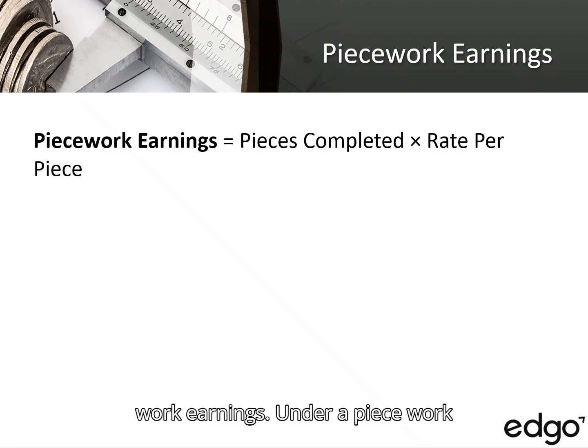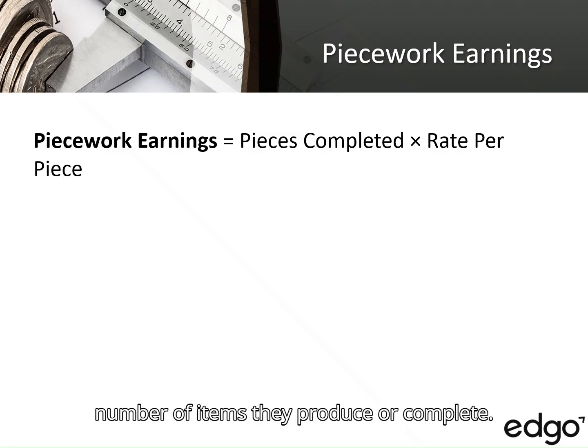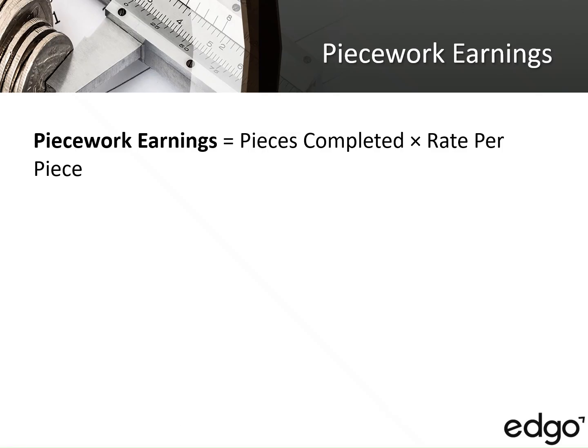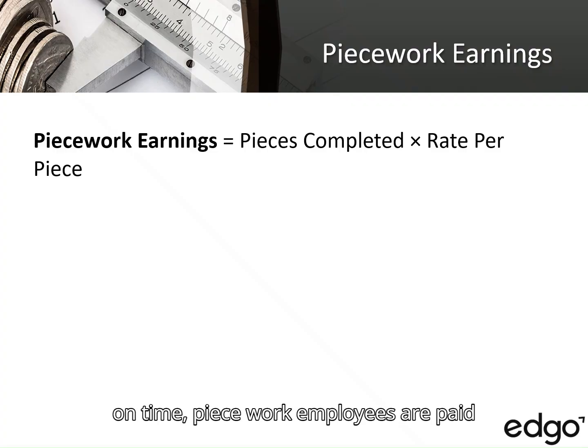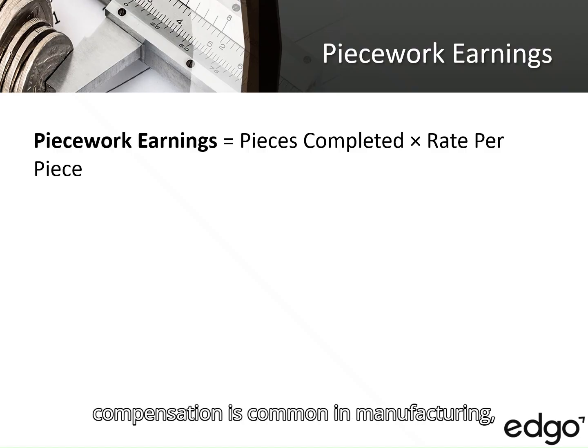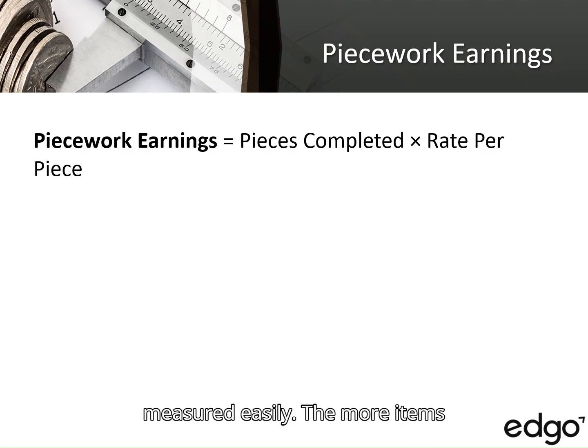Under a piecework system, workers are paid according to the number of items they produce or complete. Unlike hourly workers who are paid based on time, piecework employees are paid based on output. This type of compensation is common in manufacturing, handicrafts, garment production, and other industries where production can be measured easily. The more items completed, the higher the earnings. To calculate piecework earnings, multiply the number of completed items by the payment rate for each item. Let us see how this formula works in a practical example.